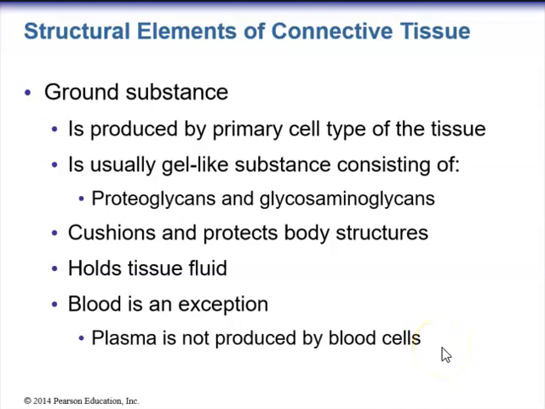Another component of the extracellular matrix is ground substance. Ground substance is produced by the primary cell type of the tissue. So if we have connective tissue proper, fibroblasts will produce ground substance. In cartilage, chondroblasts will produce ground substance. In bone, osteoblasts will produce ground substance. Ground substance is usually a gel-like substance that consists of proteoglycans and glycosaminoglycans. They help cushion and protect body structures. They hold tissue fluid. The only exception is blood, because plasma is not produced by blood cells.